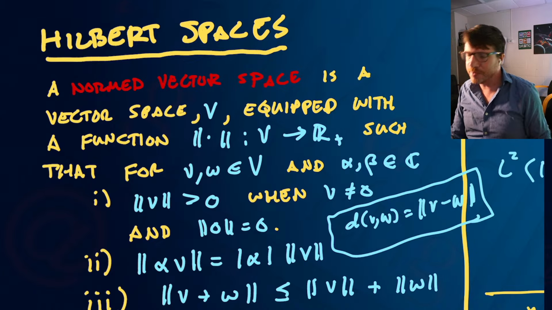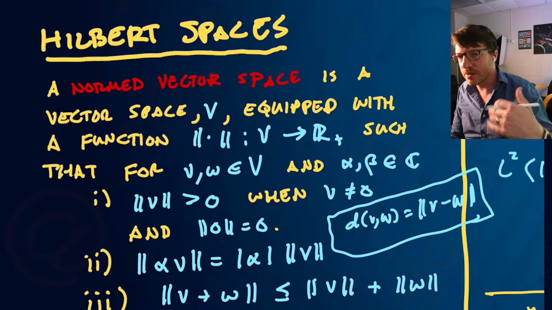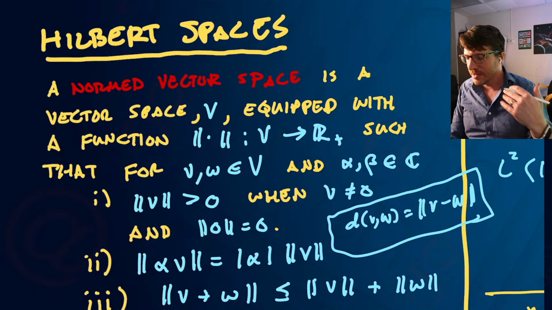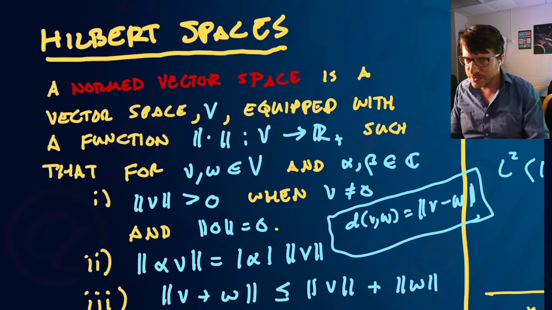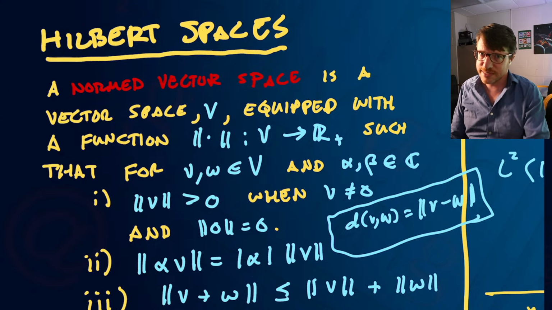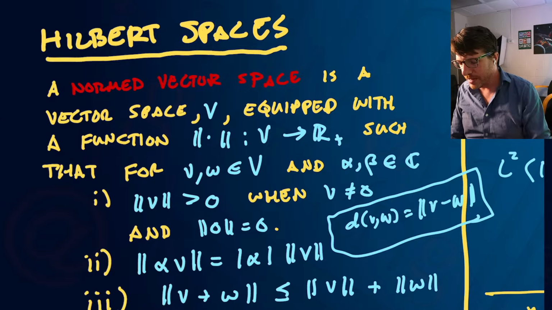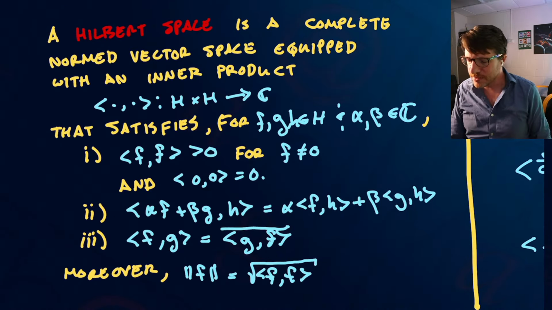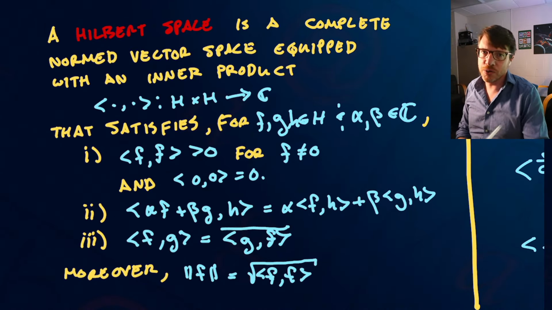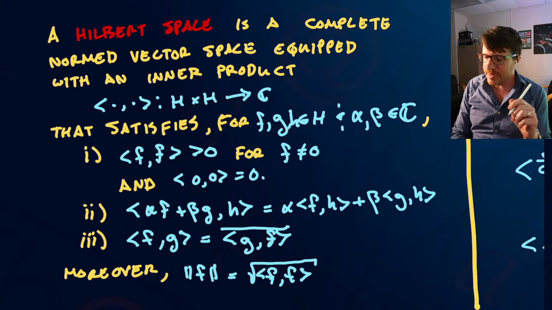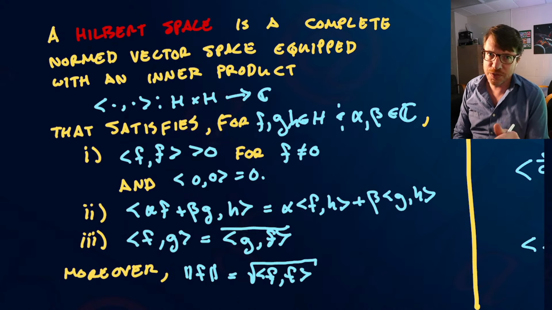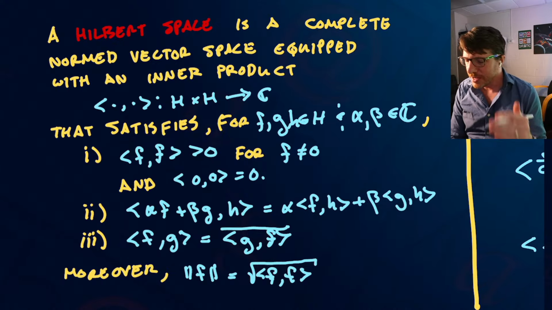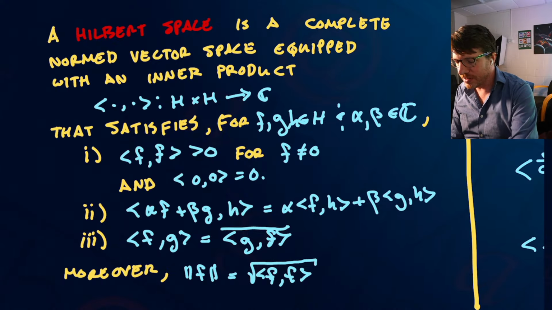And so when you have the metric, then you can ask questions about completeness and whether or not, if you have a sequence that looks like it's converging, that's a Cauchy sequence, does it actually converge inside the space? And that's what we get when we talk about Hilbert spaces. So a Hilbert space is a complete normed vector space. And if it was just a complete normed vector space, that's what we would call a Banach space. Now, here we have something extra. We have an extra structure for a Hilbert space, and that is this inner product.